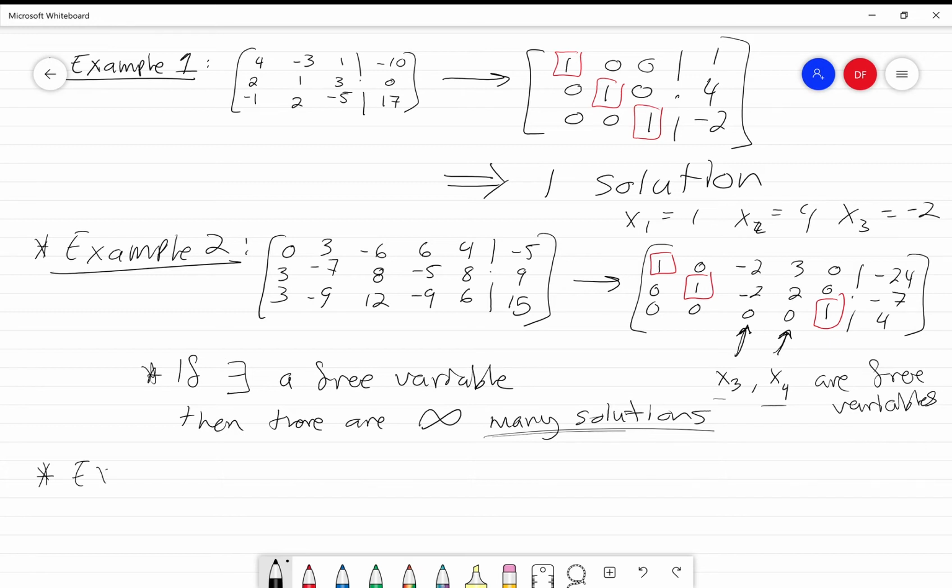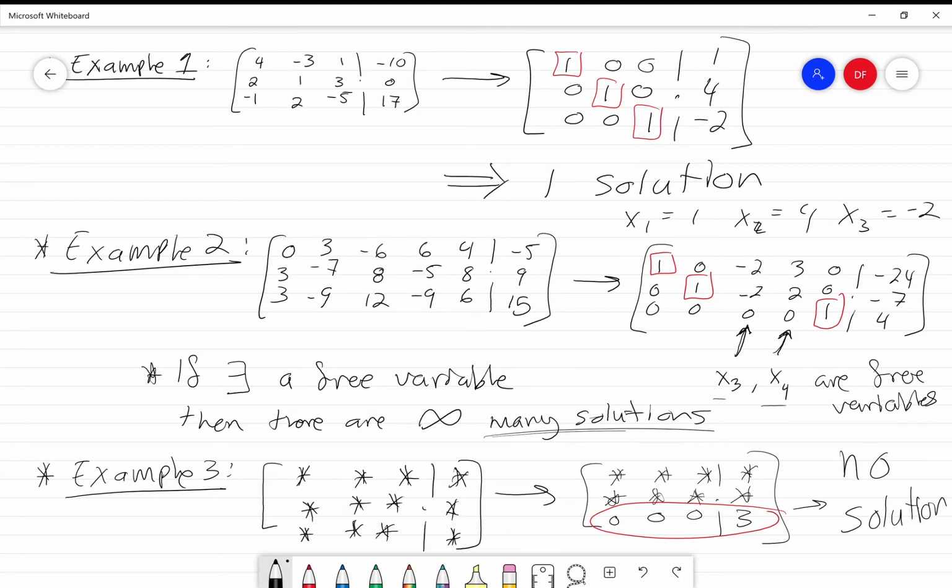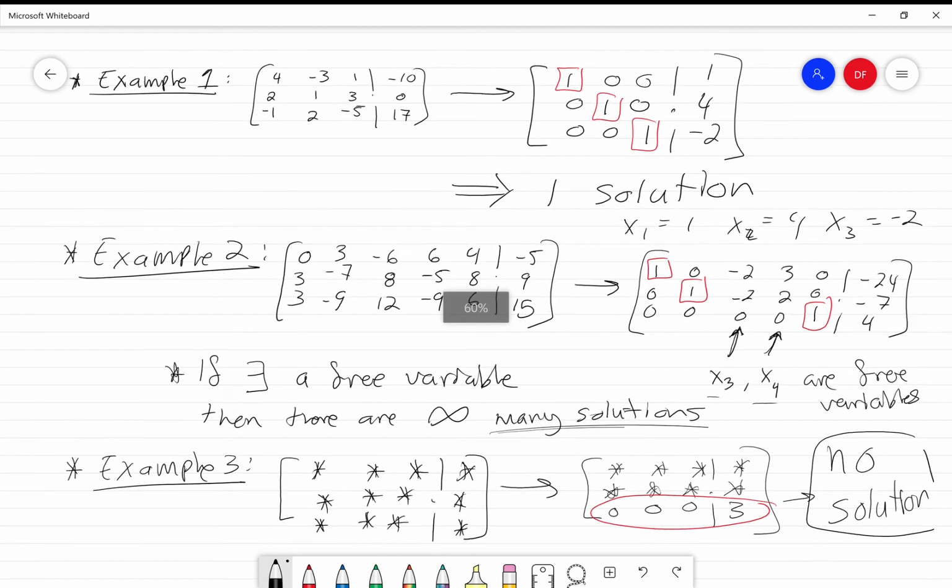And in another example, if we have a system, and then we row reduce, and when we do that, let's say we get 0, 0, 0, 3, then in this case, we will have no solution. Okay.